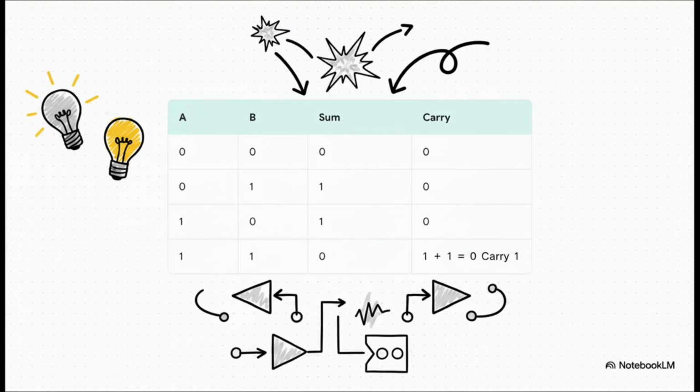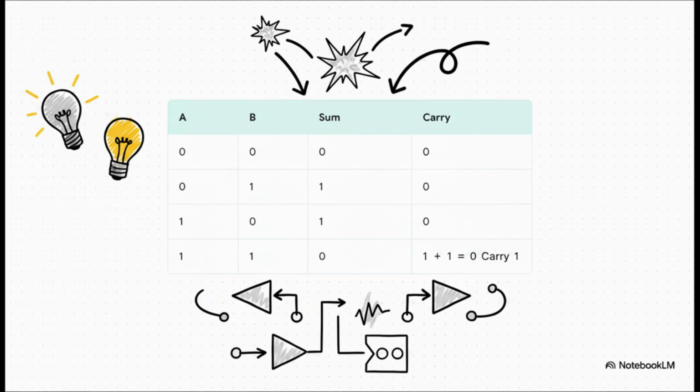So, let's start with the absolute basic rules of binary addition. Since computers operate using electrical signals that are simply either on or off, they have to use the binary system, just ones and zeros. The rules are actually surprisingly simple. 0 plus 0, that's 0. 0 plus 1, 1. 1 plus 0 is 1.